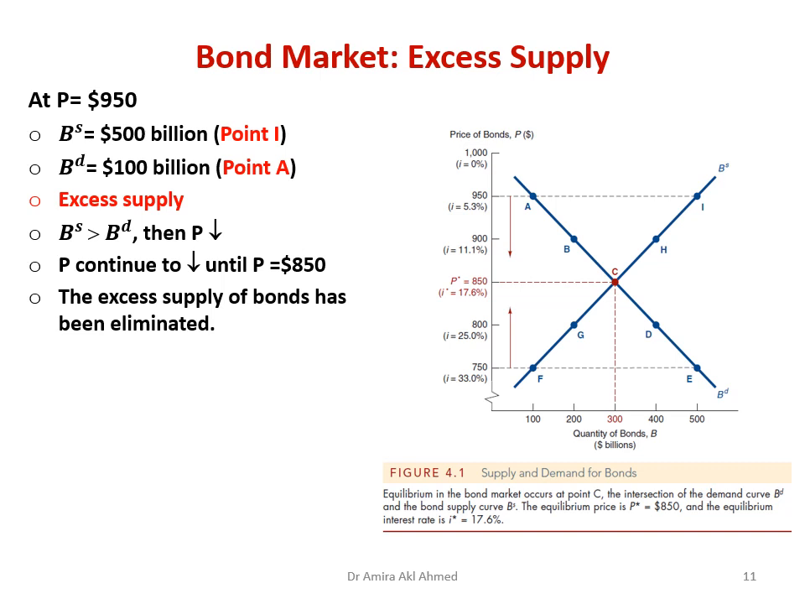As long as the bond price remains higher than the equilibrium price, there will continue to be an excess supply of bonds and the price will continue to decline. This fall in price will stop only when the price has reached the equilibrium price of $850. At this price, the excess supply of bonds has been eliminated.